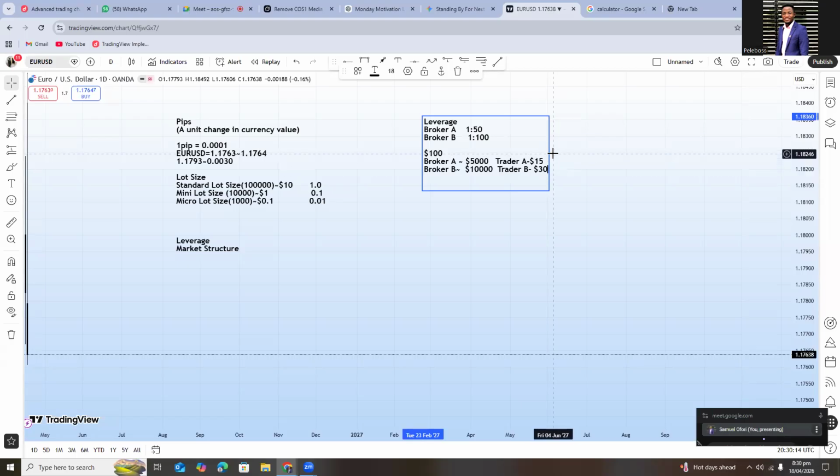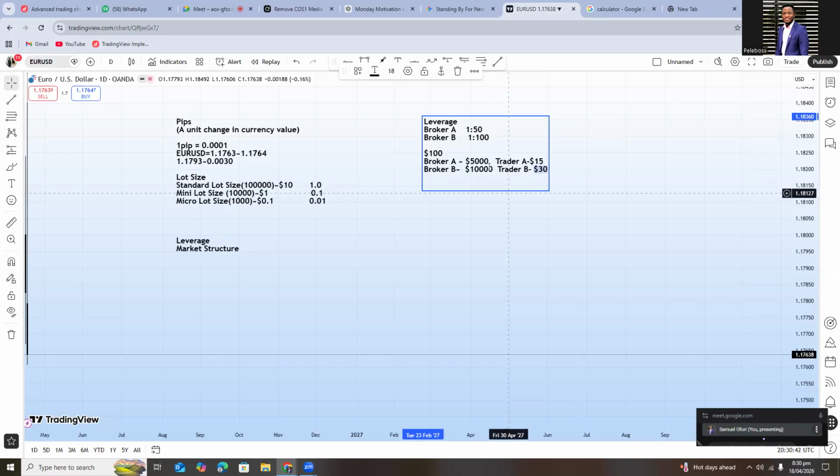Remember, I want you to remember something. You see that you deposited $100 in your account, right? You didn't deposit $10,000. So this $30 will be added to your $100 and not the $10,000. So it means that trader B has made a profit of $30, and the $30 will be added to the deposit that they made, which is what?